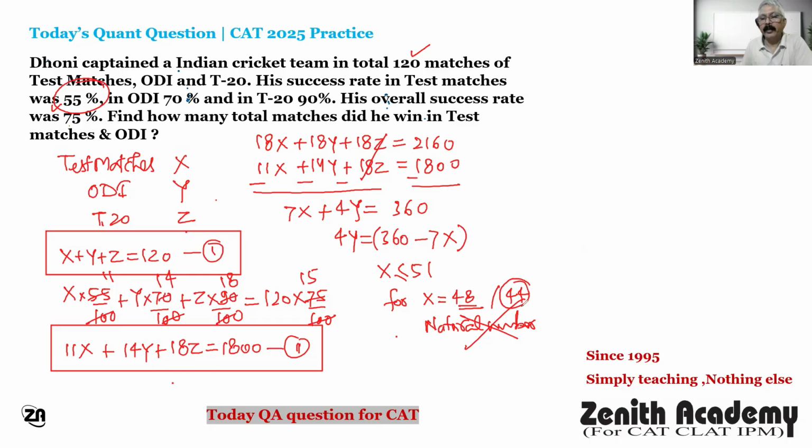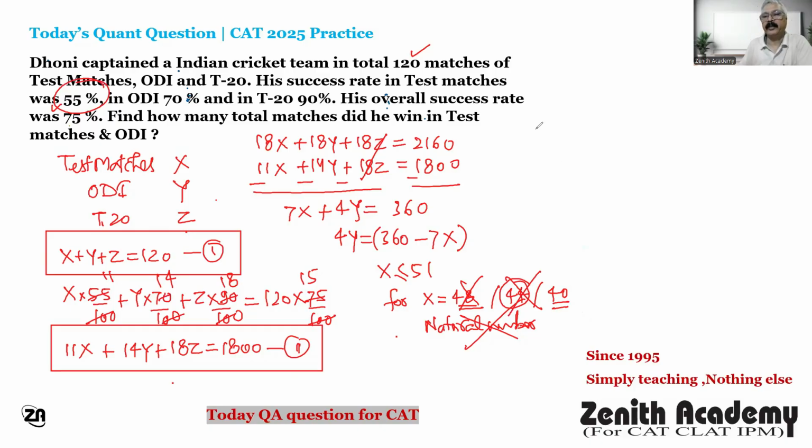If not 48, then you can take x equal to 44. Same logic you can apply here. If you get 55% of 44, again it is not a natural number. So this cannot be a value of x. If you take x equal to 40, then 55% of 40 is 22. Okay, we can consider this value.